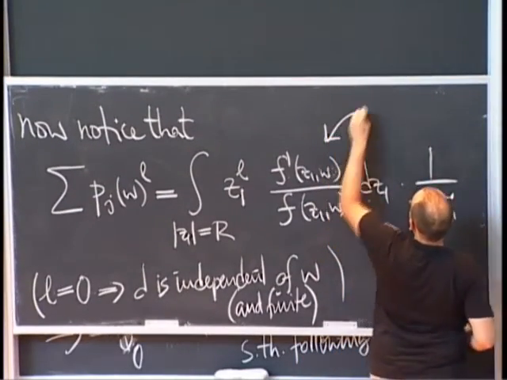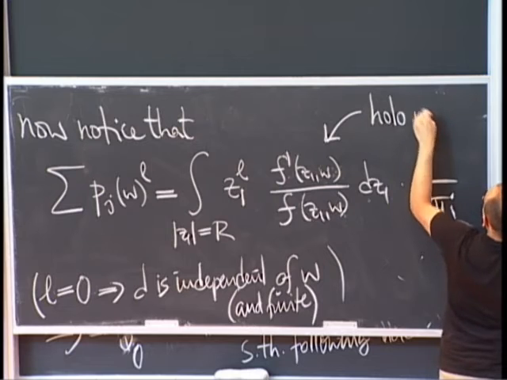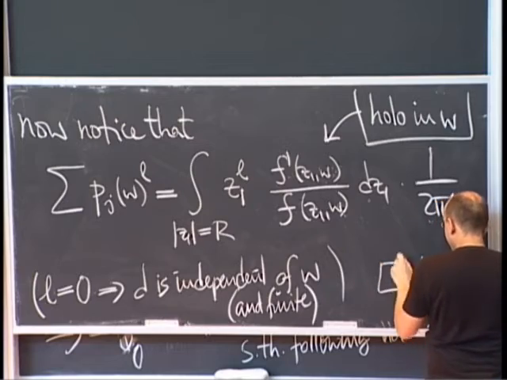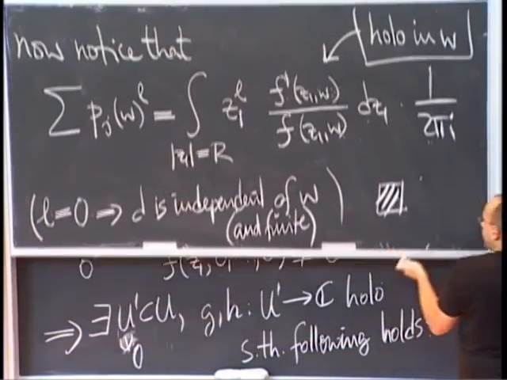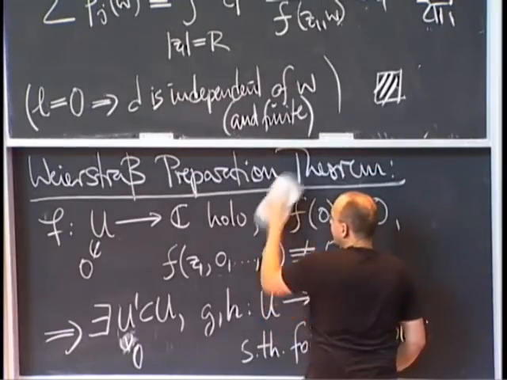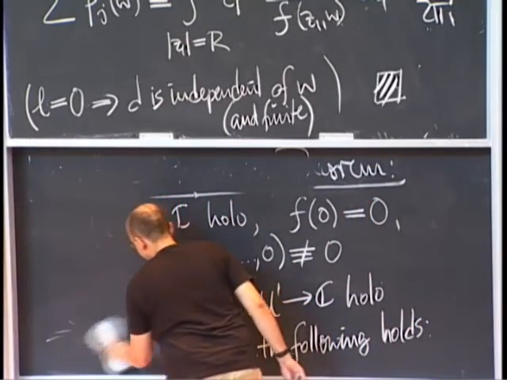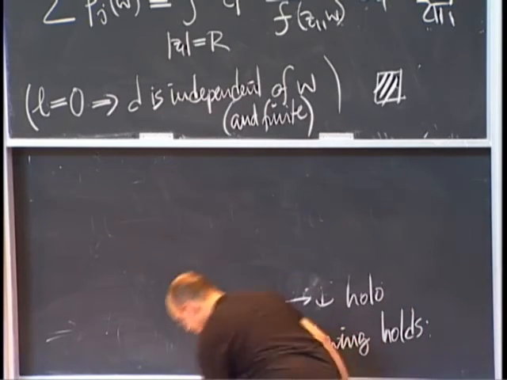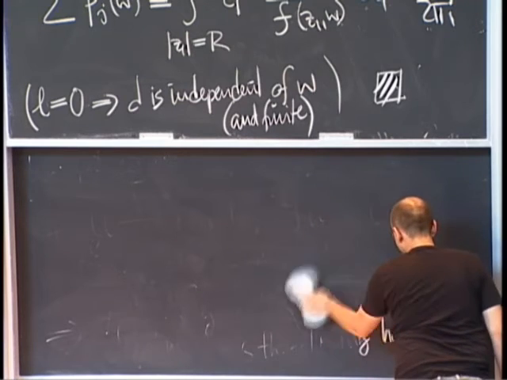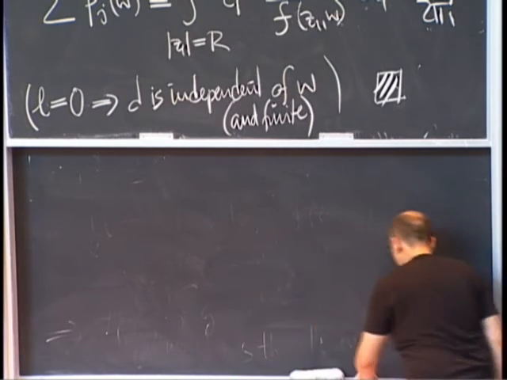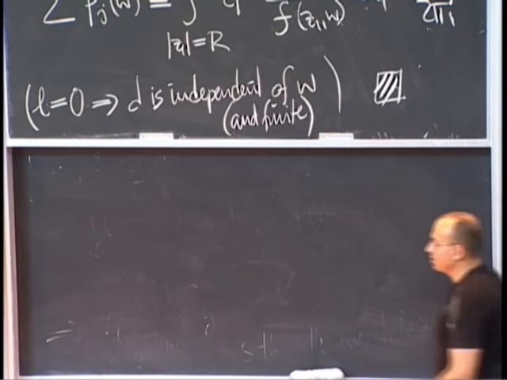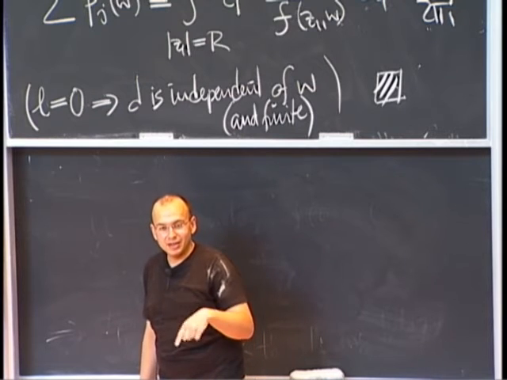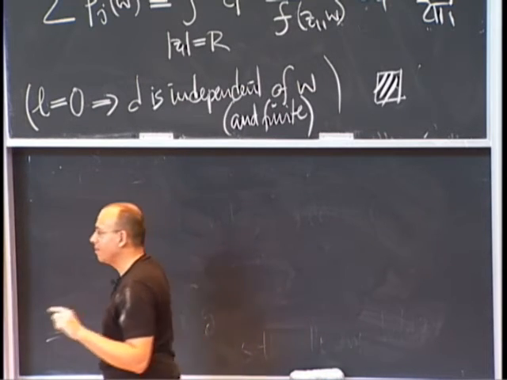Okay, so this is holomorphic in W. I'll just write that down as another slogan. So this theorem, the Weierstrass preparation theorem, tells you everything basically that you want to know about the structure of level sets of holomorphic functions, or more generally of analytic sets.